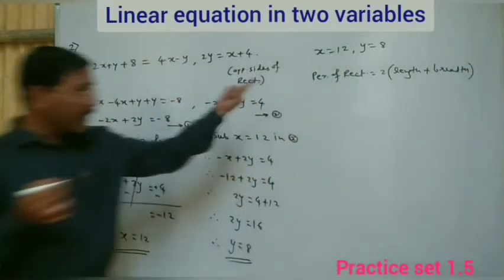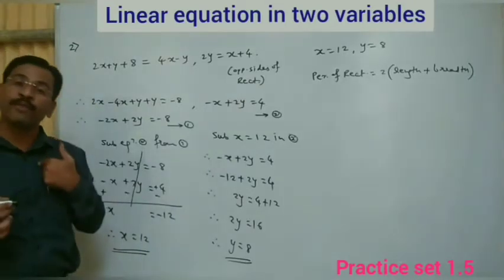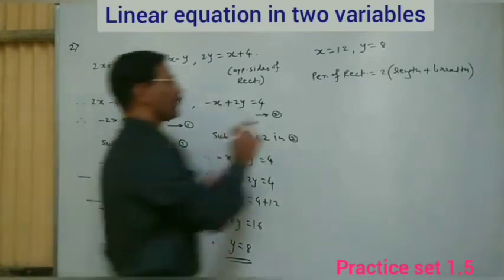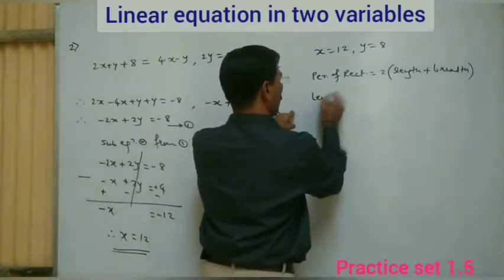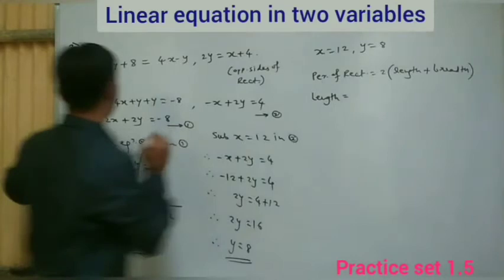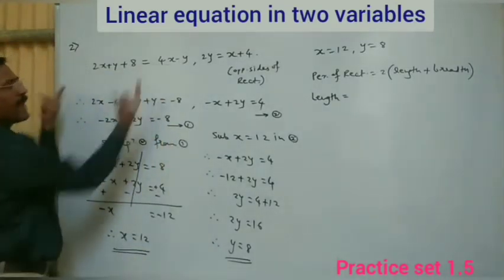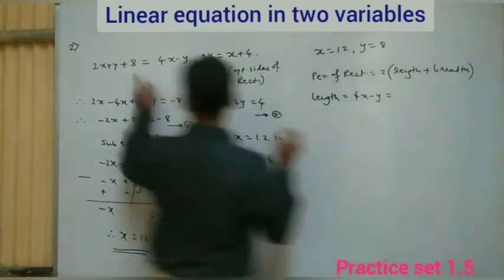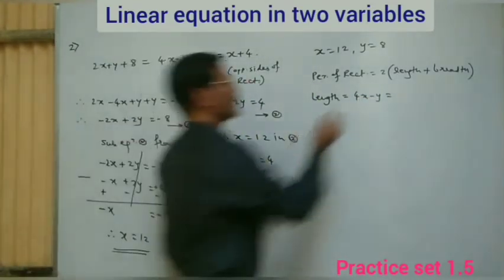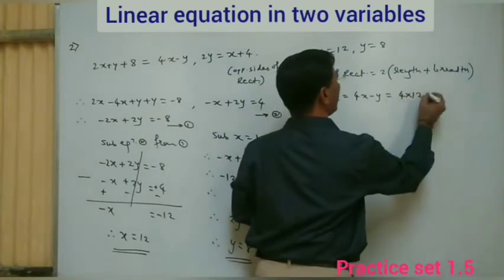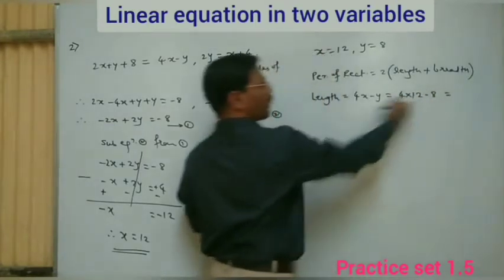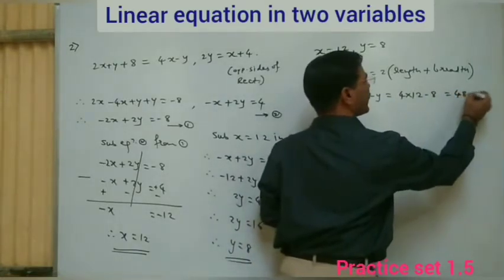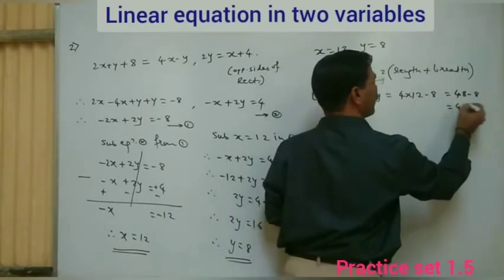Friends, because we need it like this, that means we have to first find length and breadth separately. Okay, so first we have to find the length here. So tell me, what about length? These two, we say both these are lengths. So may we write here 4x minus y as the length. We can put here. So tell me what? 4 into 12 minus 8. Here it is 12 fours are how much? 48 minus 8 means it is 40.